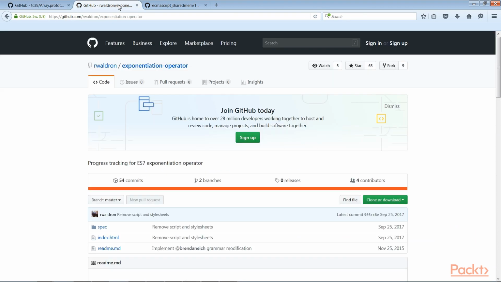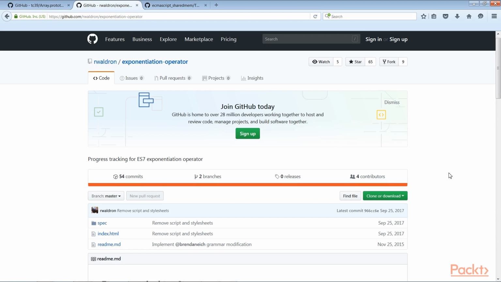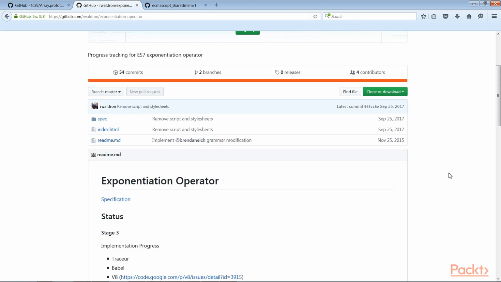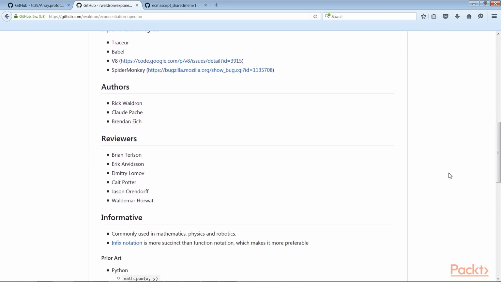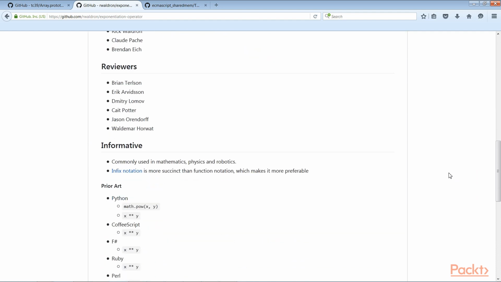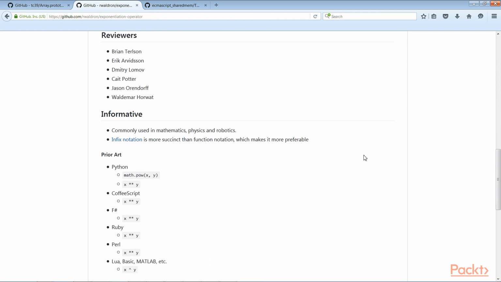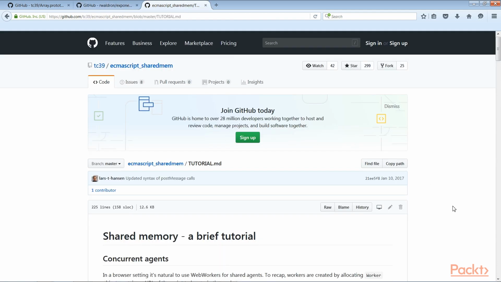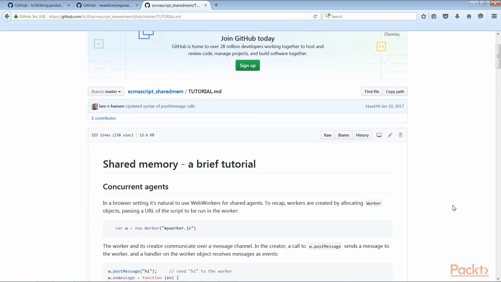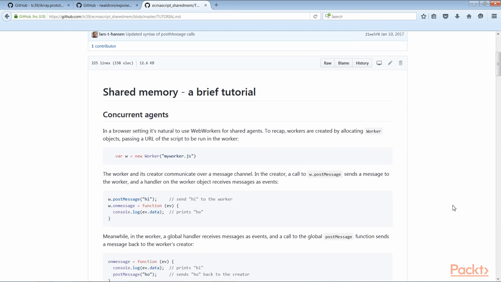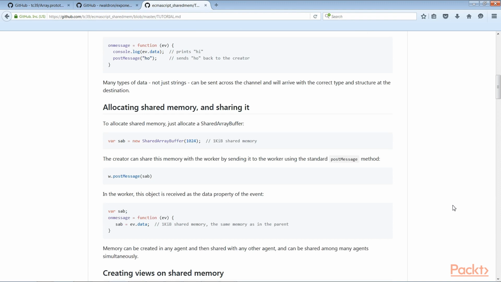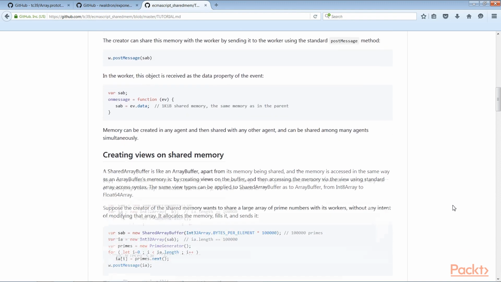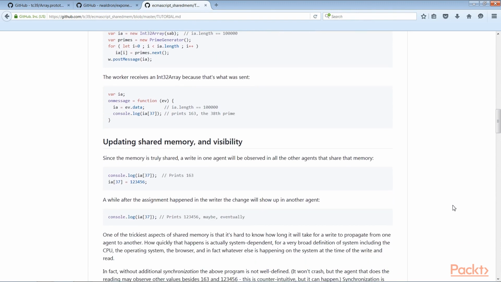The Exponential Operator page, on the other hand, shows the status, the authors and the reviewers who were involved with this particular feature. It then provides more information on the feature. Similarly, the shared memory feature provides a more detailed explanation of shared memory with an in-depth explanation and examples of the feature.